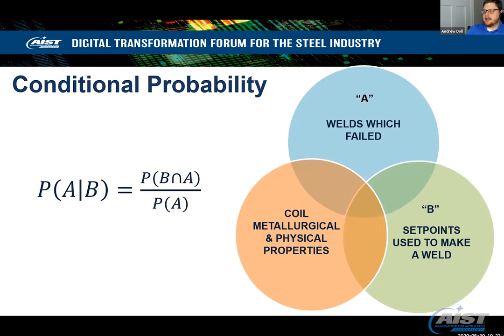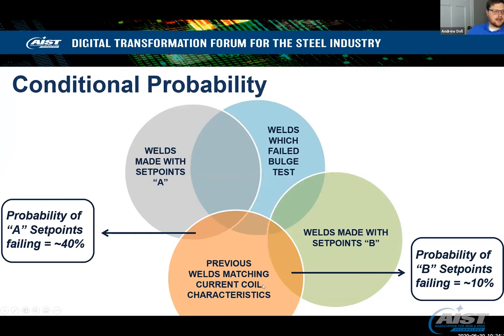So for those who are unfamiliar with conditional probability, I've got a slightly simplified visual for educational purposes here. But if you take all of our data and subset it by coils which match the metallurgical and physical properties that we're considering, and we subset that data by the set points we're considering to make a weld, we can look at the resulting data and the ratio of welds which failed versus welds which haven't failed. And that is conditional probability. And then you can easily see that by using the same method and comparing two different sets of set points, we have set points A here.